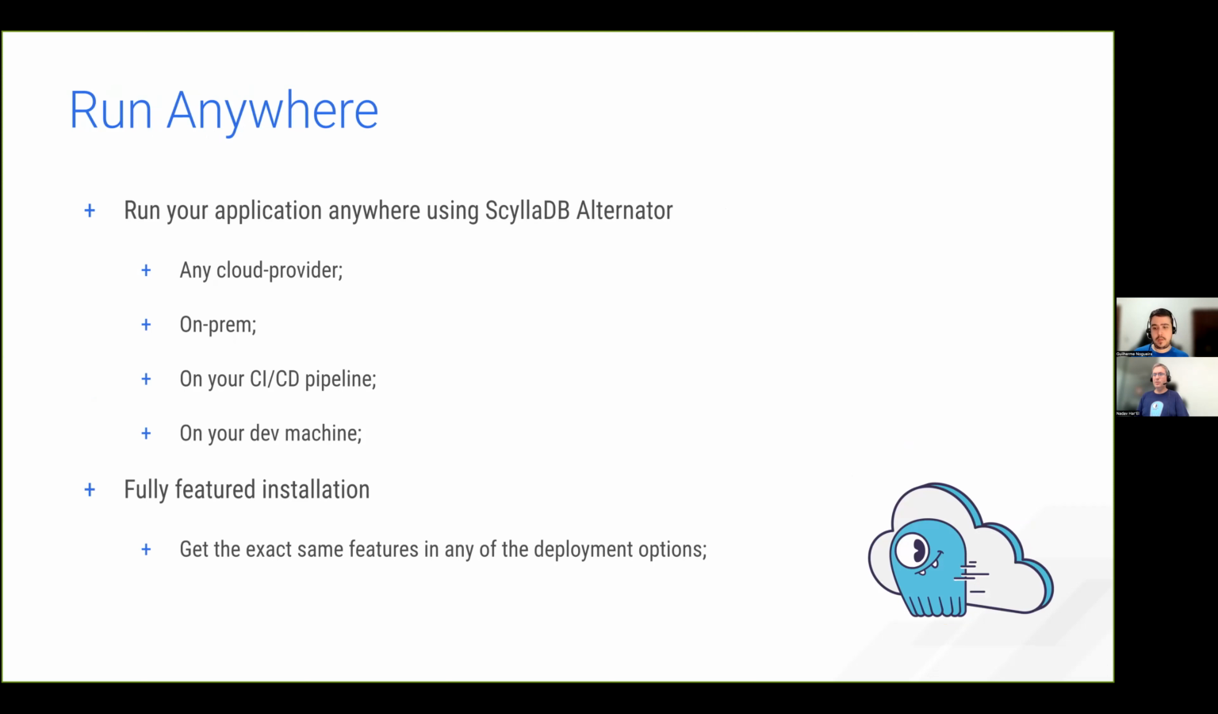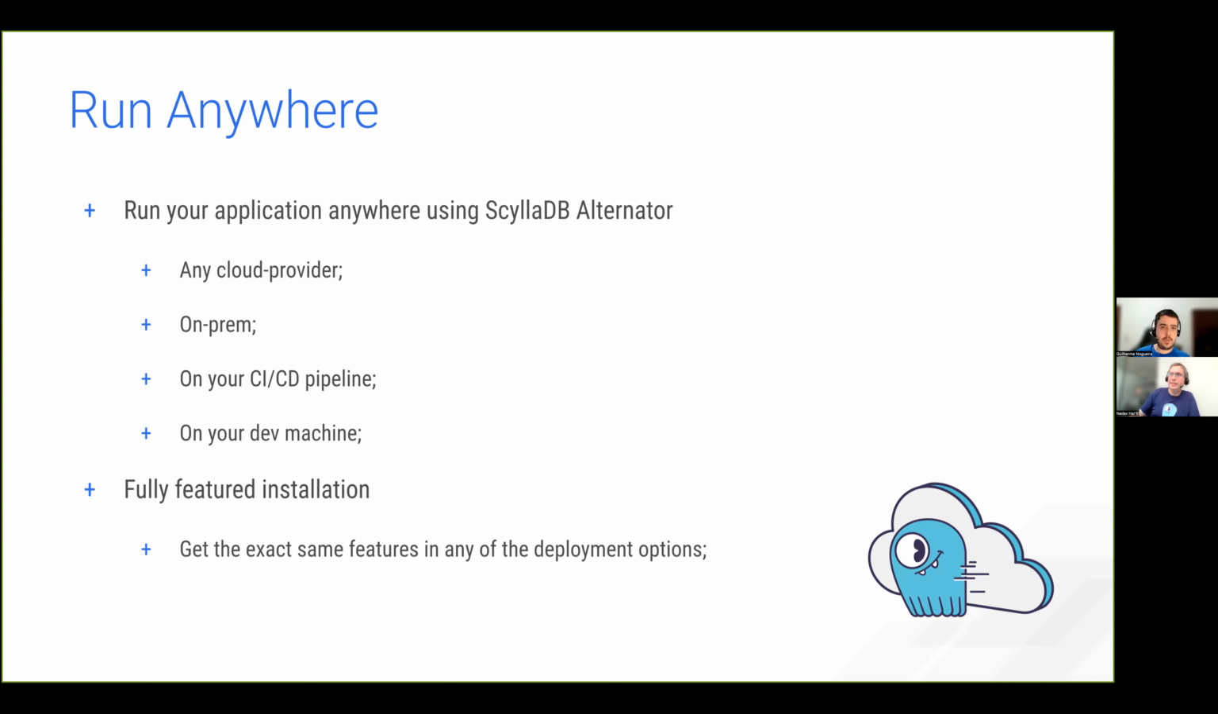And what about Alternator? With Alternator and Python, you can run your application anywhere. You can run it in any cloud provider, on-prem, or in your CI/CD pipeline. If you have an application test pipeline where you need to create a schema, communicate with the application, read some data from it, and then destroy everything, then Alternator can provide that ability inside your full control. You can also run it on your development machine, having the same exact features that it would have in a full deployment on a server.